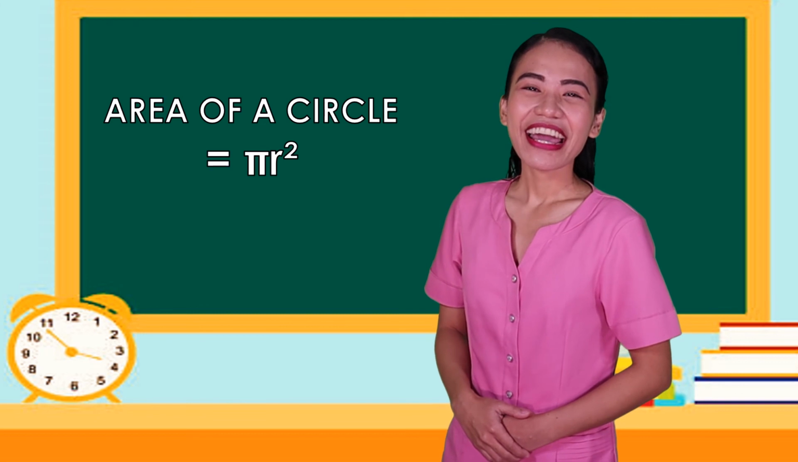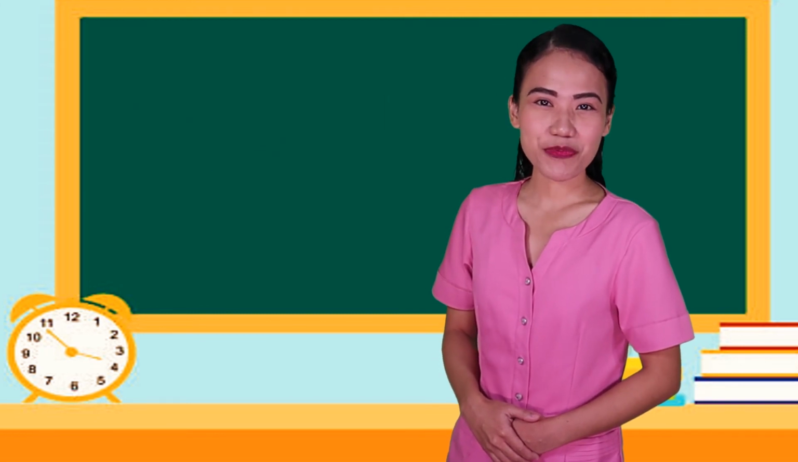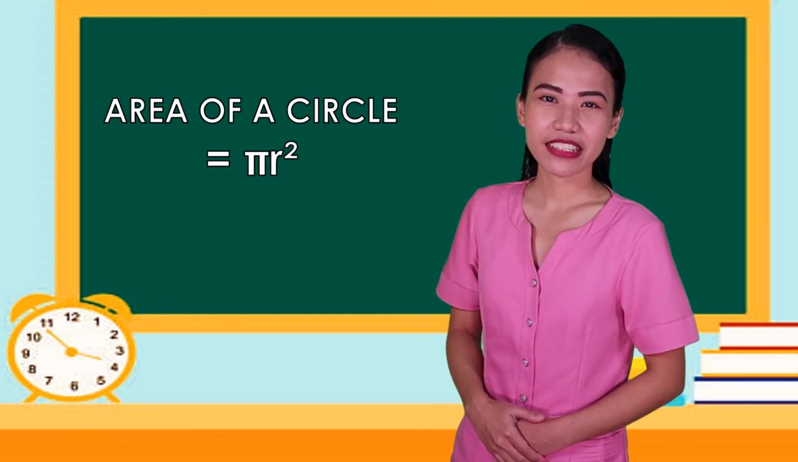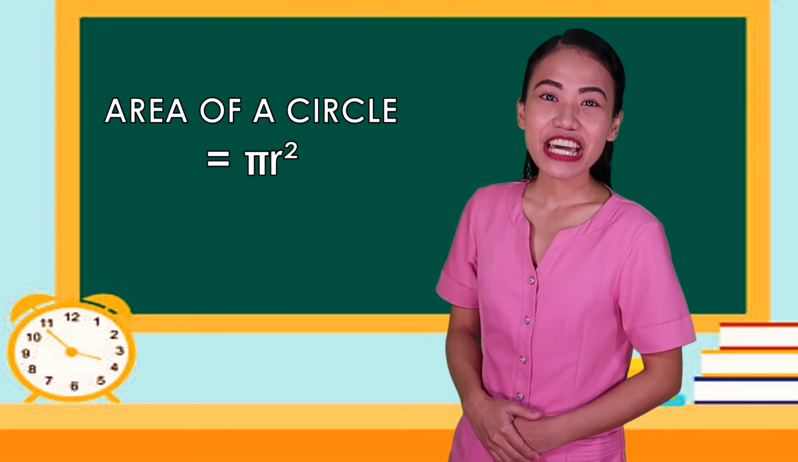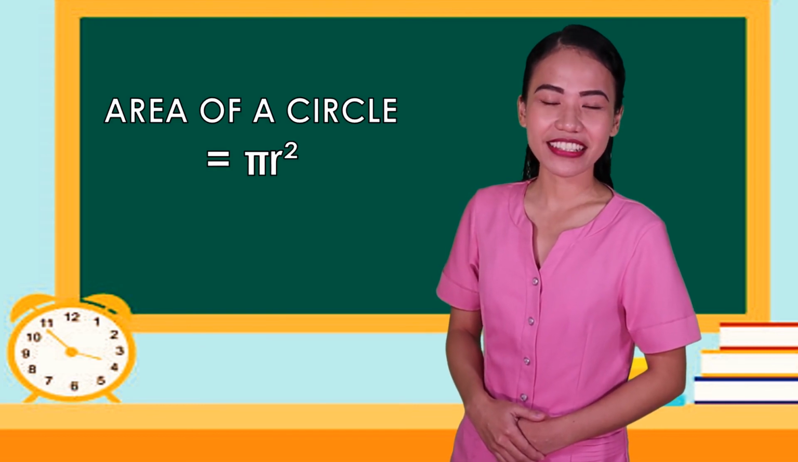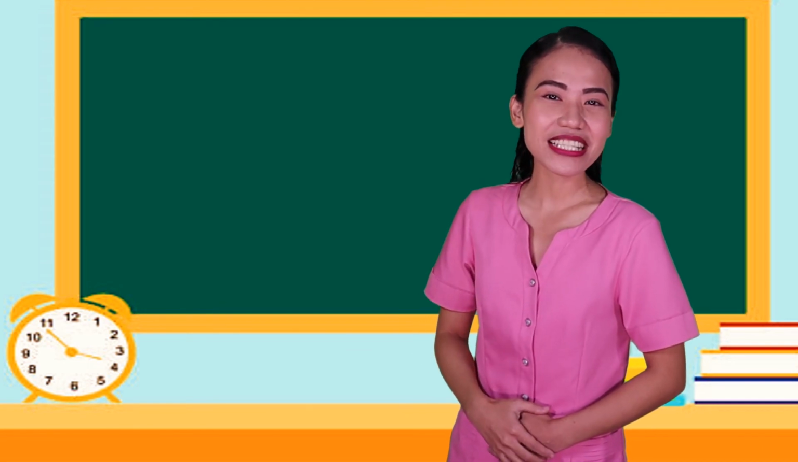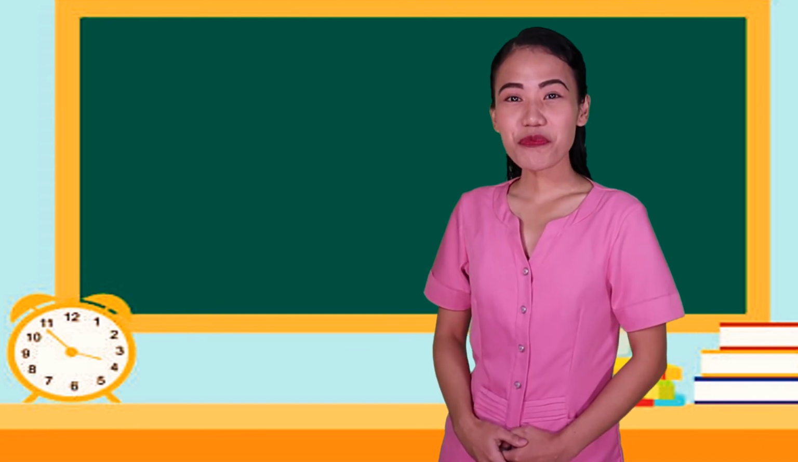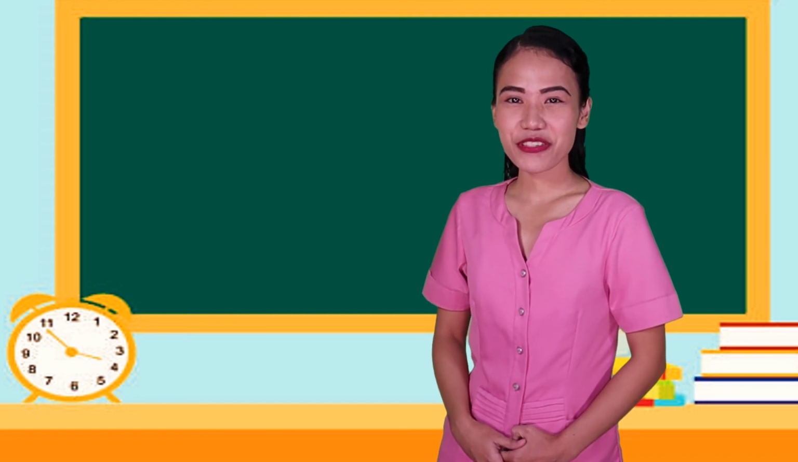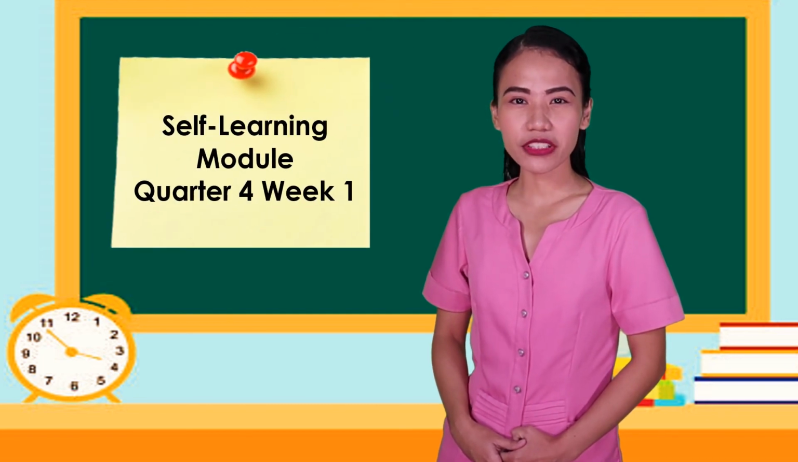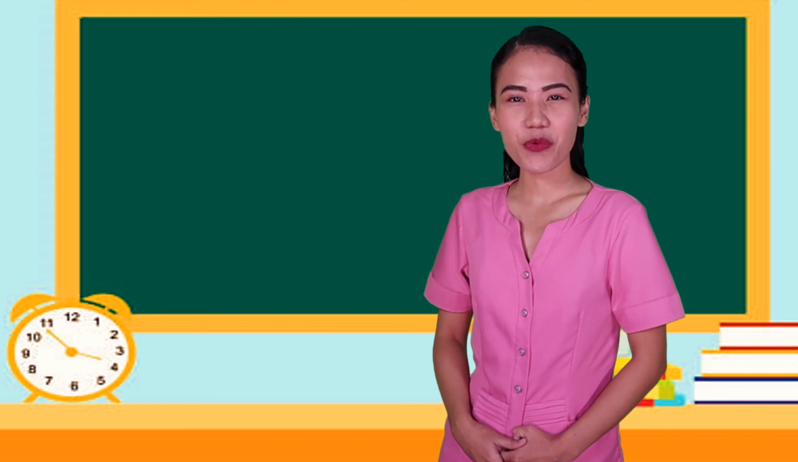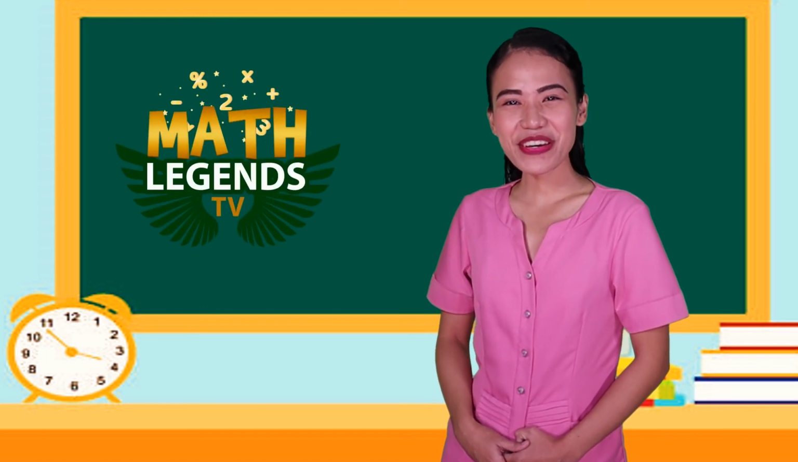I hope you enjoy and learn a lot in today's episode. Remember, area of a circle equals pi r squared. Repeat after me, pi r squared. Let's all tap our shoulder for a task well done. For more exercises, please refer to your self-learning module, Quarter 4, Week 1.